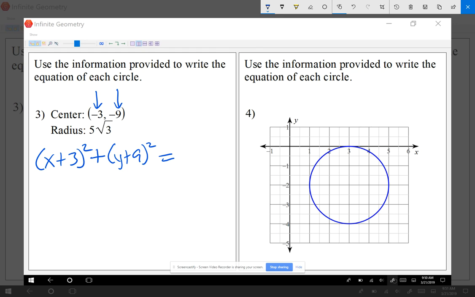Now, I see the radius is a whole number and a radical. If it was only the 5, the whole number, my radius squared would be 25. Right? 5 squared. If it was only the 5. If it was only the radical 3, squared gives me 3. If it was only the radical. Now, because it's both, I'm going to multiply those two numbers. 25 times 3 will give me 75.